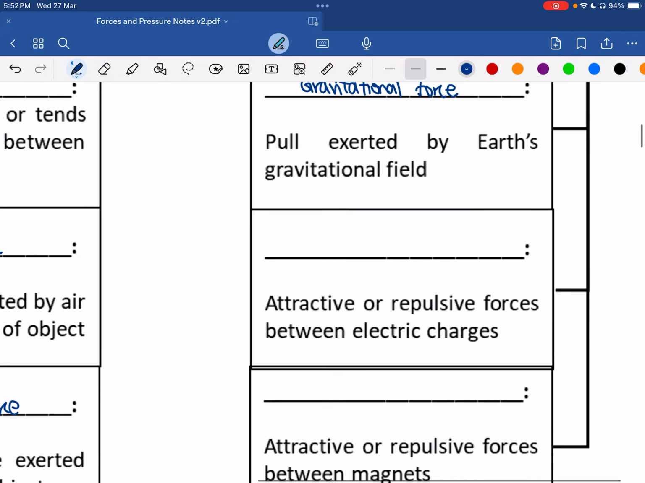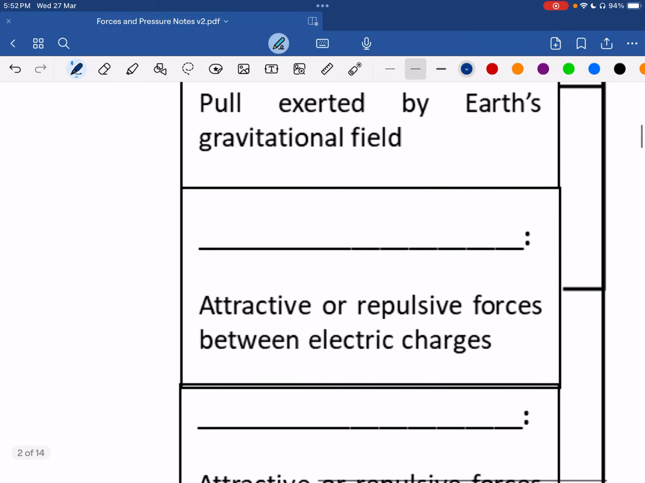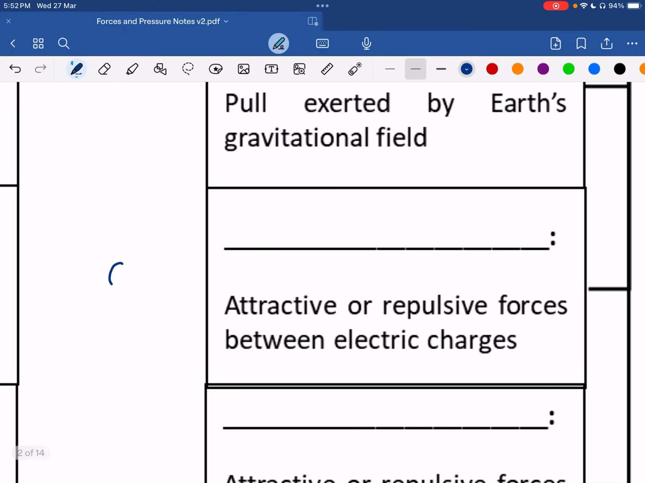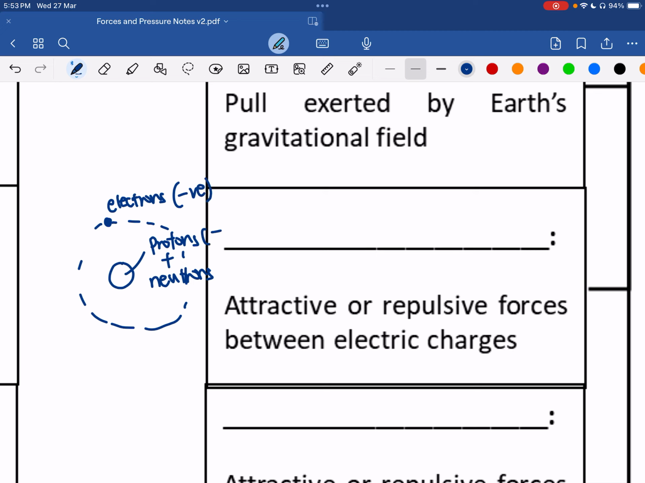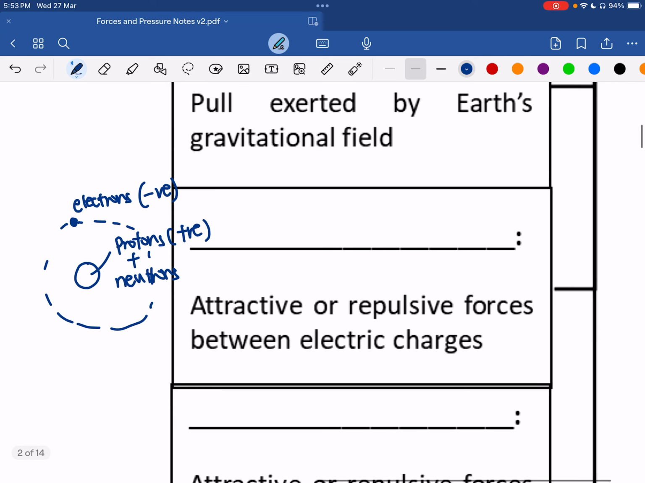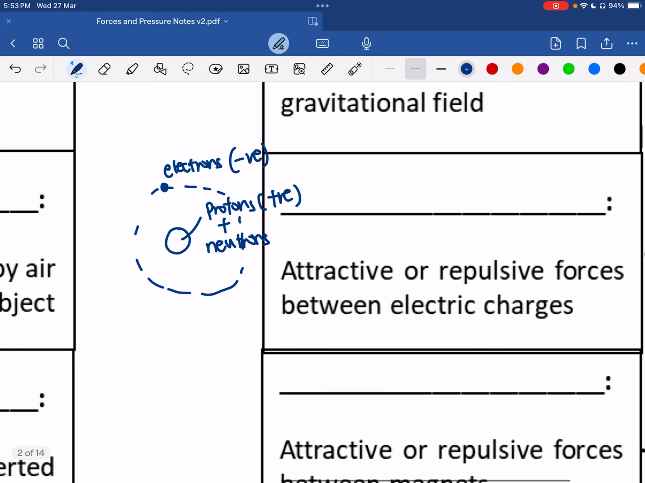Another kind of force is between electric charges. If you remember, an atom contains a nucleus made up of protons plus neutrons, and there are also electrons orbiting around the nucleus. Electrons have a negative charge, while protons have a positive charge. These are called electric charges. They can be positive and negative.